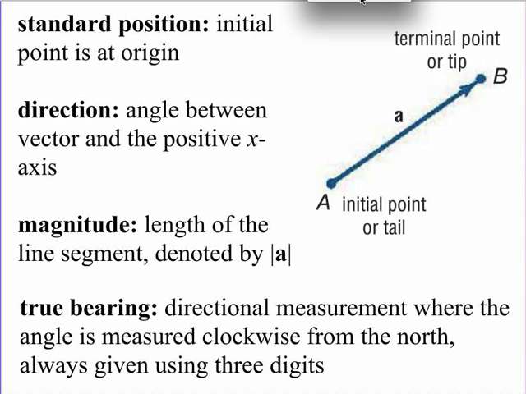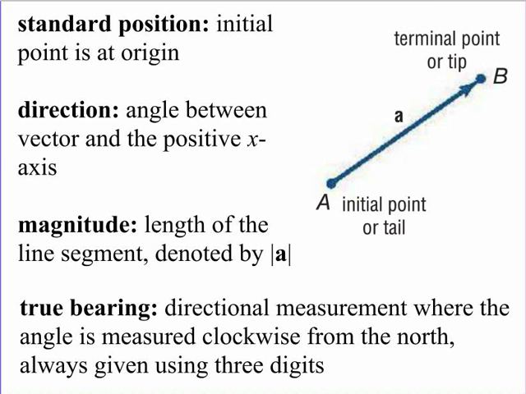If we have a vector in standard position, that means its initial point is at the origin. That's where it starts. The direction is the angle between the vector and the positive x-axis. The magnitude is the length of the line segment. We denote it by A, and notice it looks like absolute value signs. We signify a vector using a lowercase bold letter. And then the true bearing is a directional measurement where the angle is measured clockwise from the north. It's always given using 3 digits. We'll talk more about that true bearing later on. That's what a vector looks like.